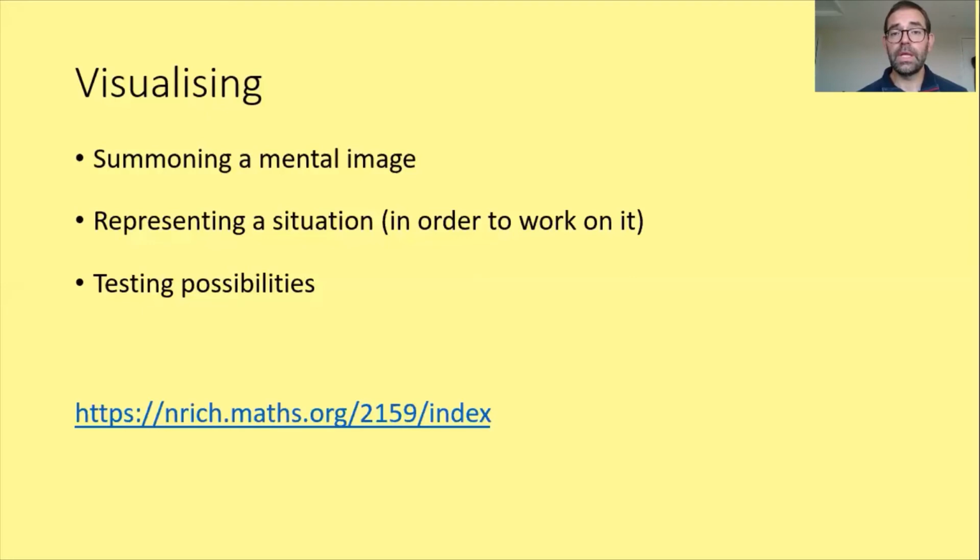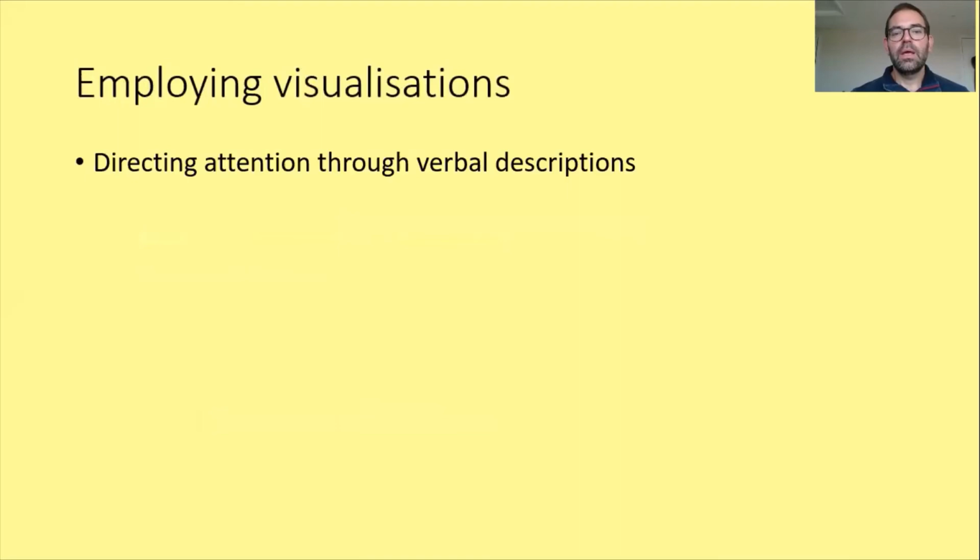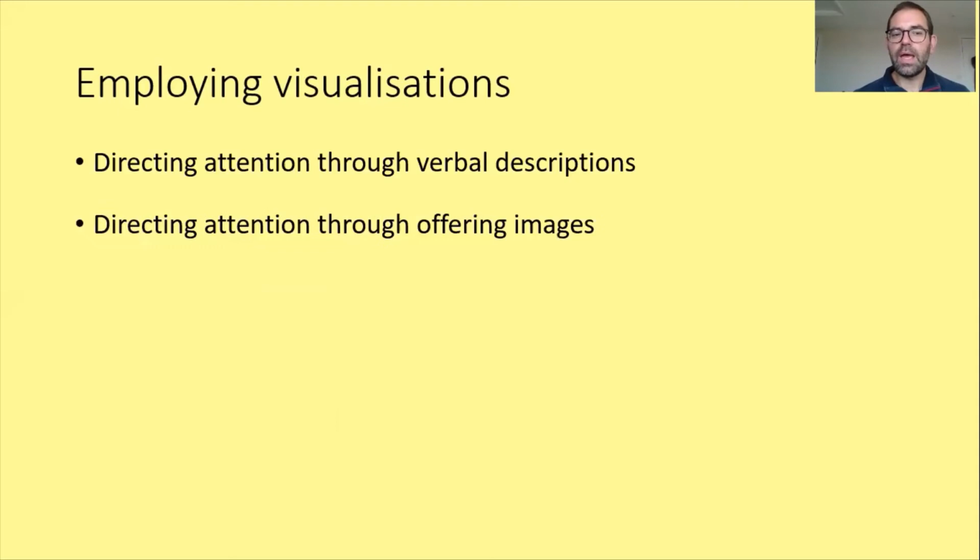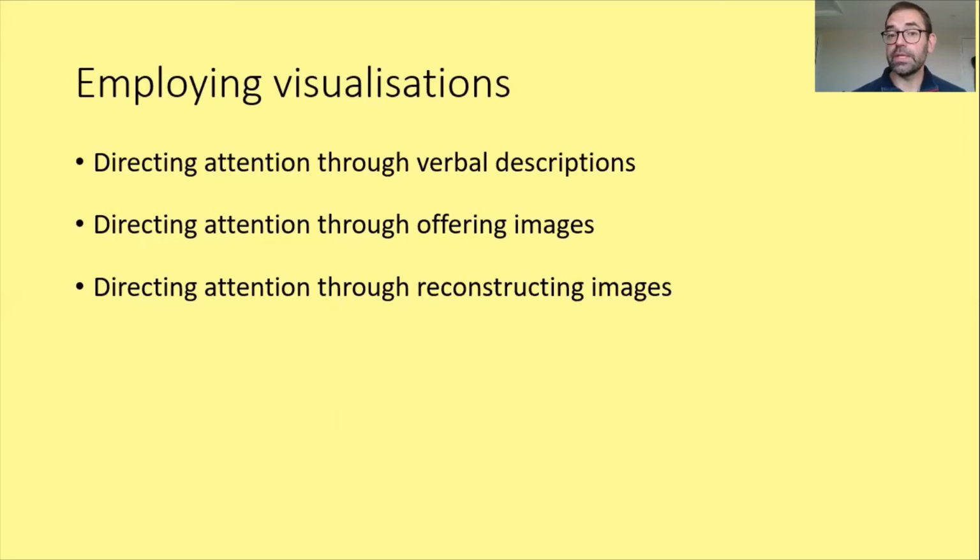You might be thinking, if there's a manipulative here, then surely we could just look. And absolutely, but I think that using a verbal description for a visualization allows us to direct attention to particular features of the mathematics. And in a similar way, we might say offering an image, such as that manipulative, allows us to direct attention in a different way. And we might actually offer an image and then remove it and invite people to reconstruct the image. Again, that might seem to you that that's a bit pointless if I've shown the image. But again, it's an opportunity to direct attention to particular features.